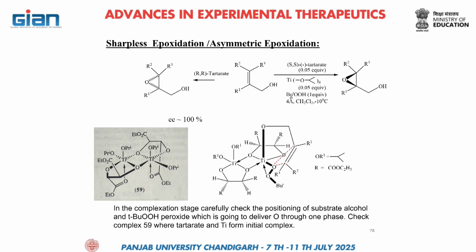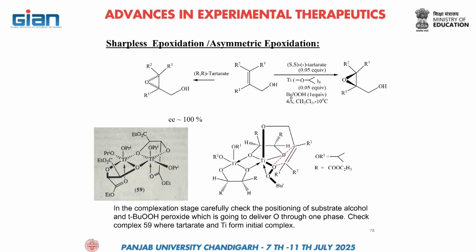Now look carefully: these R groups are present below the plane. So your substrates are coming from the above side. Now you can see titanium, O, allyl group, and from here comes your tertiary butyl hydroperoxide. Now can you see these red lines? This delivery of oxygen is occurring from the same phase. So in this case you are going to get only one particular type of epoxide.